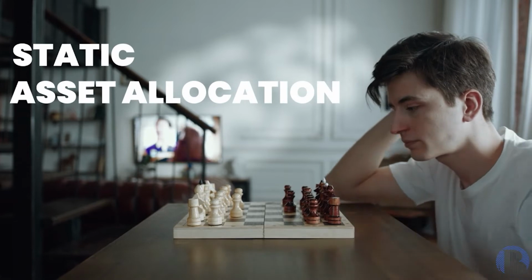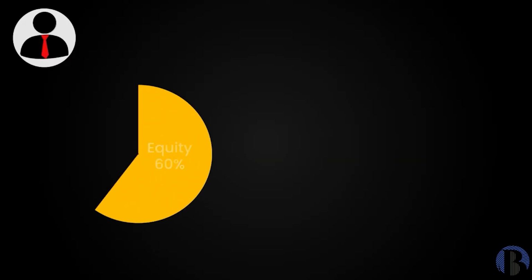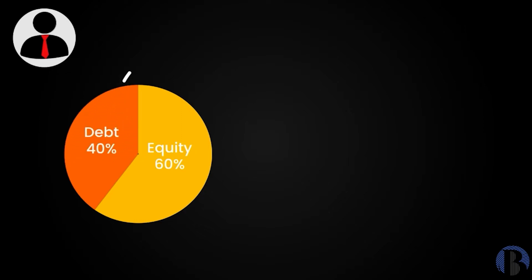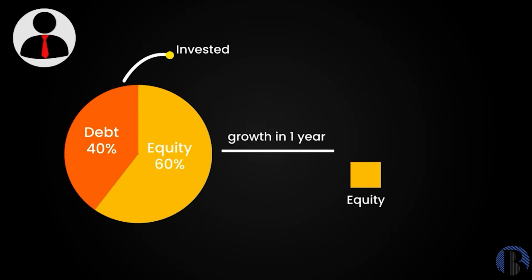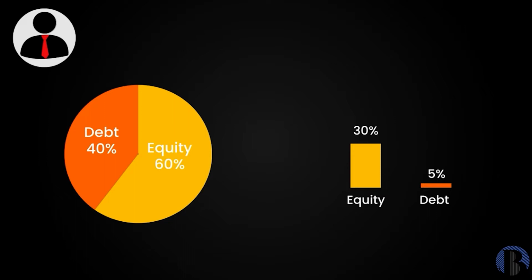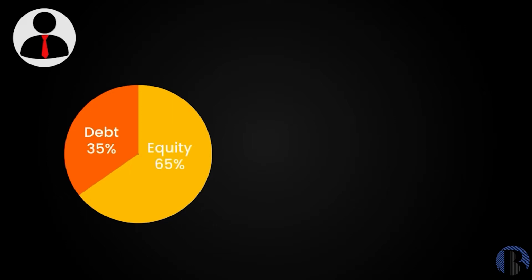Let's look at static asset allocation first. As an example, take an investor who has invested 60% in equity and 40% in debt in year 1. Now, if during the year equity grows at 30% while debt only grows at 5%, the investor will find that the asset allocation has changed to 65% equity and 35% debt.